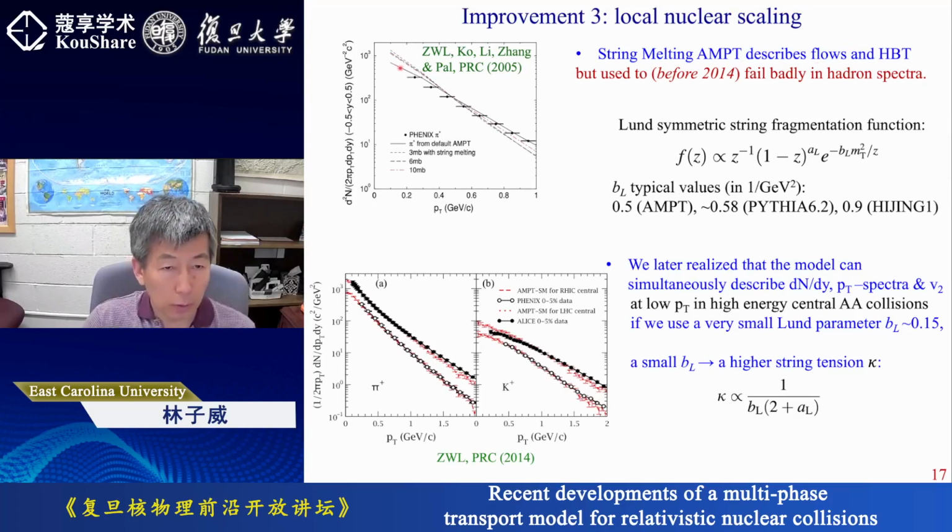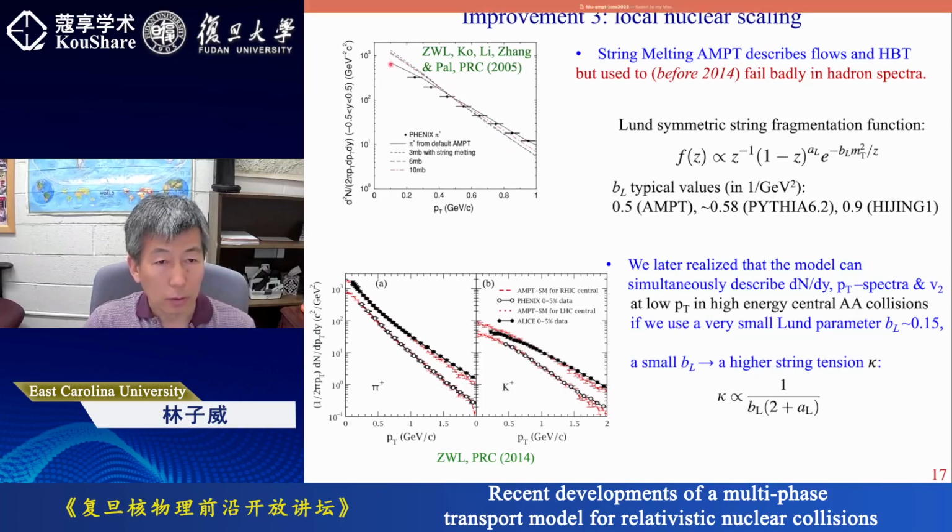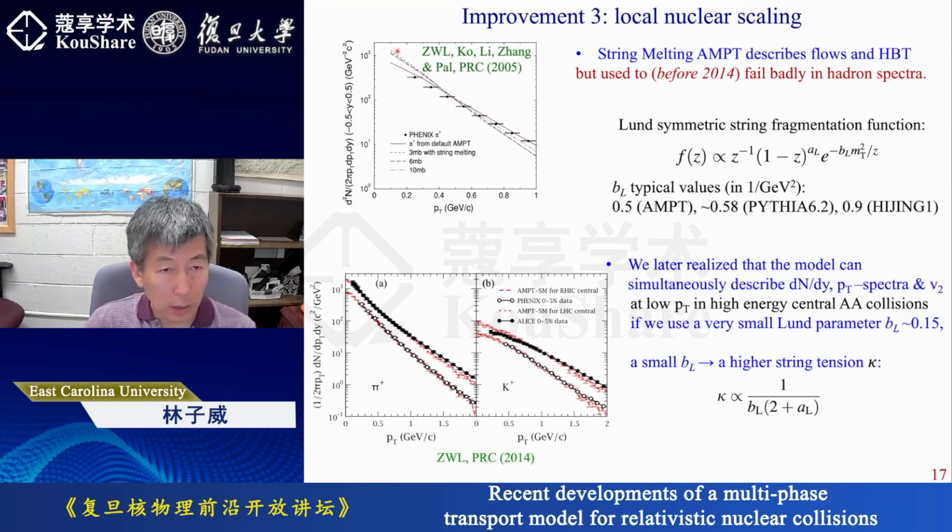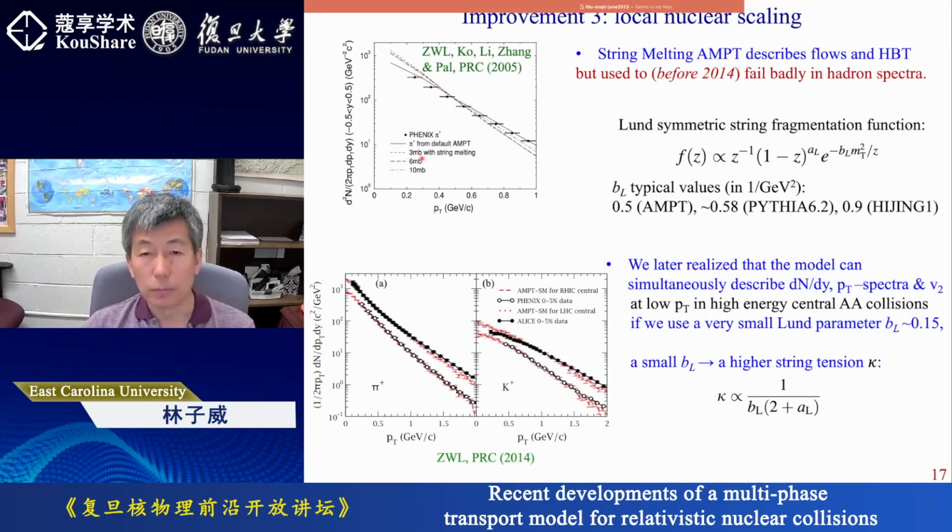And in that paper, we already have shown a figure for the pion spectra in comparison with the finished data. The data are symbols, and the default AMPT model gives you the solid line, which describes the PT spectrum well. However, if you do the string melting AMPT model, you get the other lines, which are too steep compared to the data, no matter what cross section you use for the string melting model. So that has been a long problem for the string melting AMPT model.